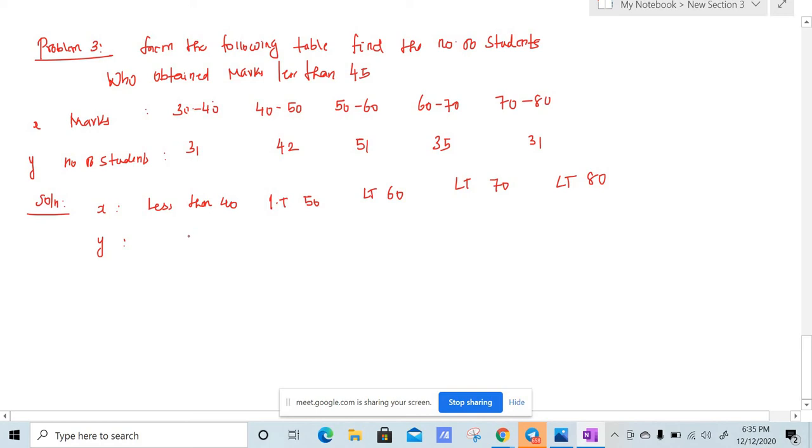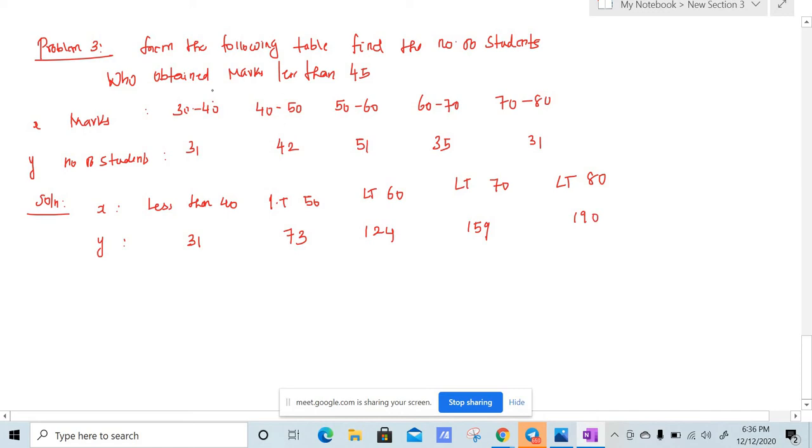Now less than 40 is 31 students, less than 50 will be 31 plus 42, which is 73, and less than 60 will be 31 plus 42 plus 51, so it will be 124. Less than 70 will be 31 plus 42 plus 51 plus 35, it is 159. And less than 80 will be 31 plus 42 plus 51 plus 35 plus 31, it is 190, right?